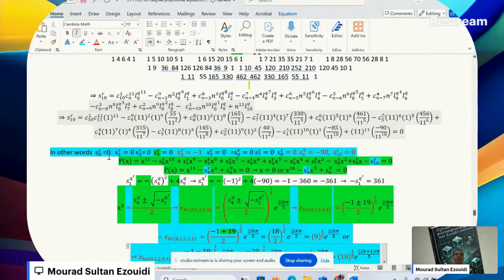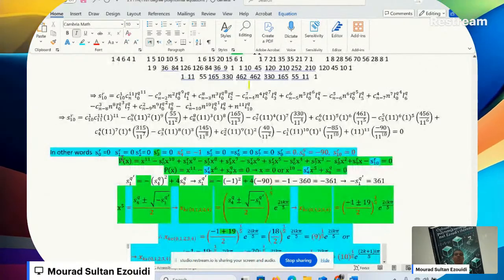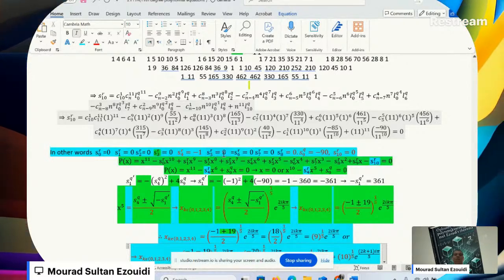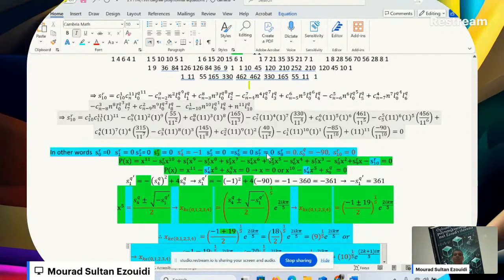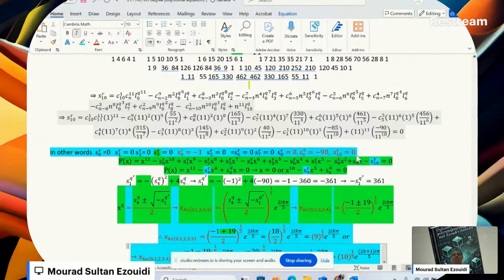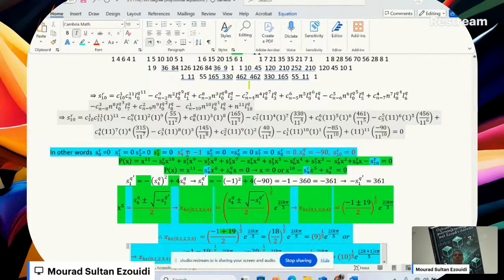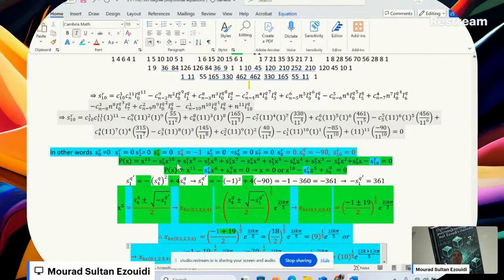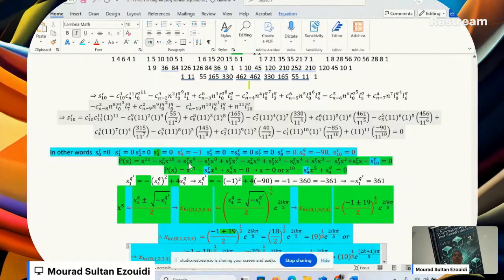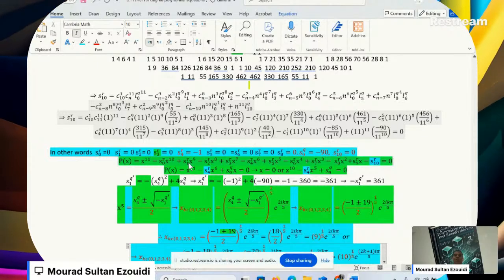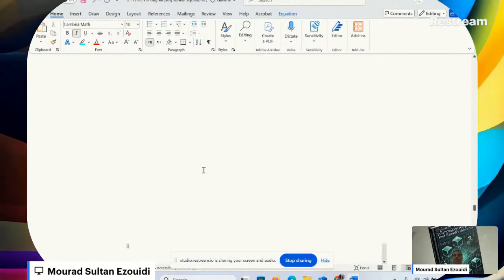In other words, S0 is equal to 0, S1 is equal to 0, S2, S3 equal 0, S4 is different to 0, S5 0, S6 0, S7 0, S8 0, and S9 is different to 0, it is negative 90, S10 is going to be equal to 0. So I should rewrite my new 11th degree equation that has been derived from the structure of the theorem of Mr. Mourad Sultan Ezouidi. So this polynomial has to be written and then try to solve it.